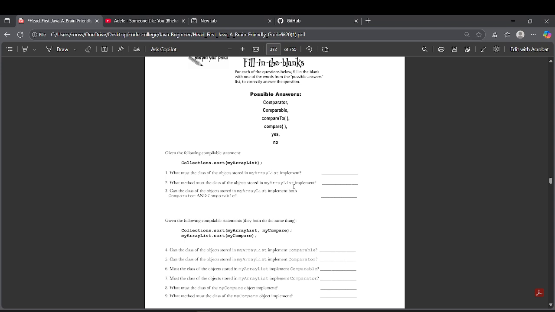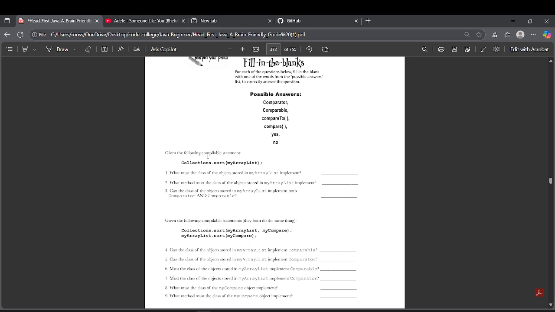So, this is an exercise. Over here, we've got fill in the blanks for each question below. Fill in the blank with one of the words from the possible answers to correctly answer the questions. So, here we have our possible answers, and here we have our questions.